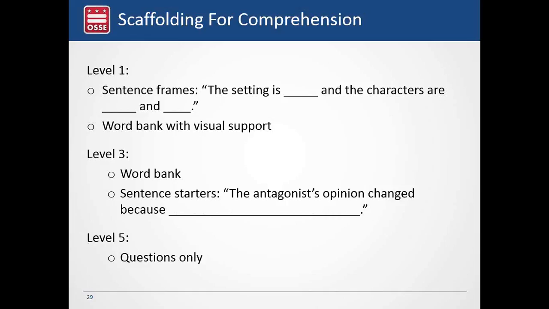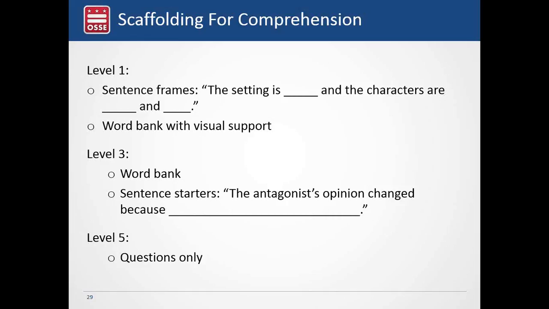Scaffolding is a strategy that, again, is providing support in both language development and content. For a student who's at level 1, you can see that the sentence frame has a lot of words and is expecting the student to produce fewer words, but that's appropriate for a student at that level. They could also be supplied with a word bank that has pictures accompanying the words, and that word bank can contain the words that they will then fill in the blanks of the sentence frame.